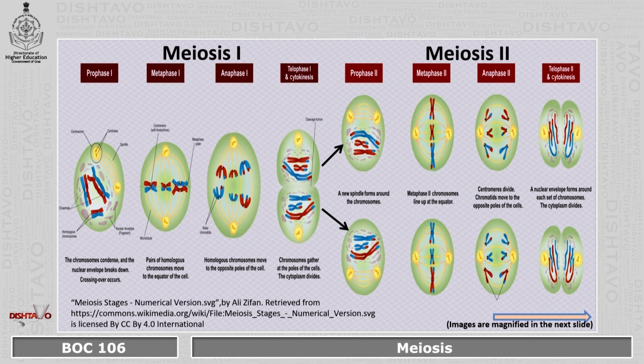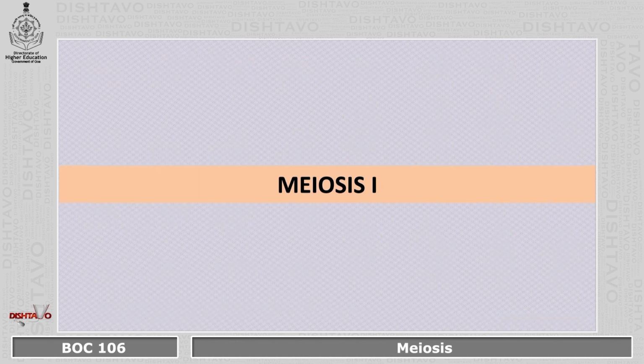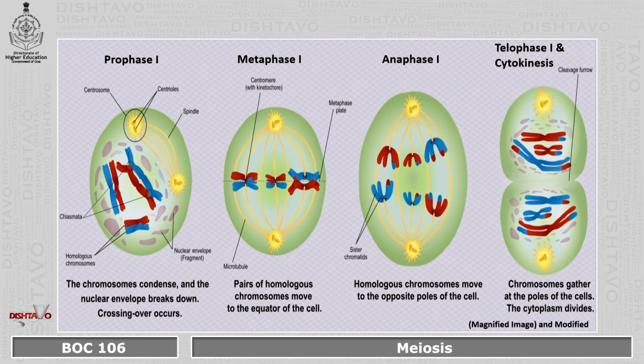This is the diagram which explains meiosis 1 and meiosis 2. In the next slides, each is explained by magnifying the image. This is the meiosis 1 image, which includes prophase 1, metaphase 1, anaphase 1, and telophase 1 and cytokinesis.